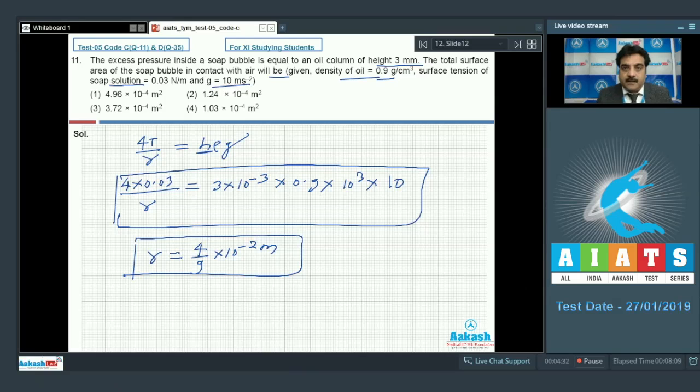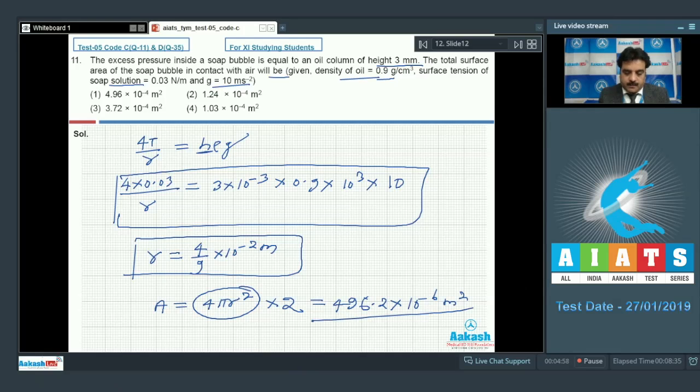But I need surface area. So surface area is given by 4 pi R square. But because you are dealing with the case of a soap bubble, multiply by 2 for the two surfaces. So when you put all values, you will get 496.2 into 10 to the power minus 6 meter square. So my option number 1 will be the right choice.